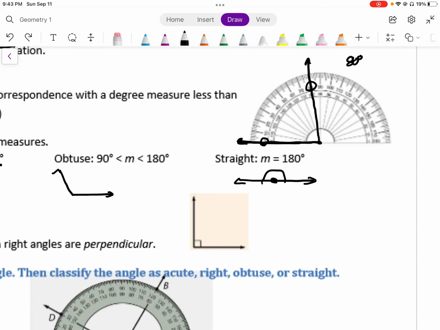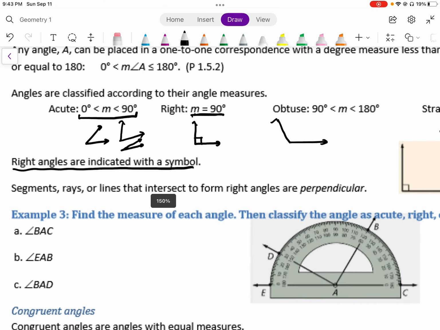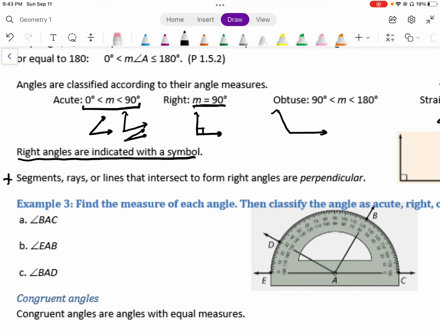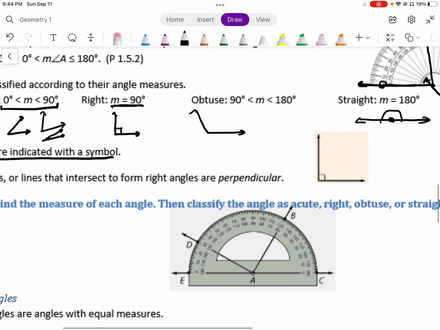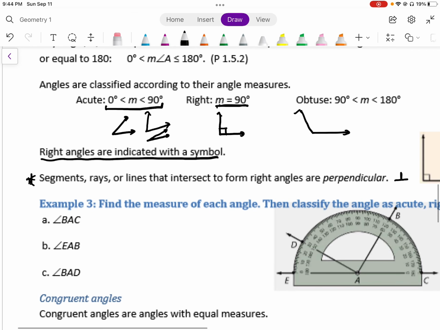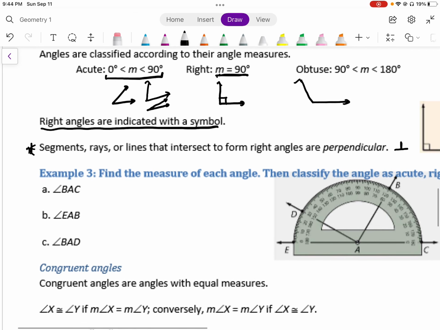Keep messing up there. This is an acute angle, so it's got to be less than 90 degrees. All right, segments. We're right here now. Segments, rays, or lines that intersect to form right angles are called perpendicular. Our symbol for perpendicular is this symbol that looks like an upside down capital T. So that's when it's 90 degrees. Two lines, rays, or segments intersect at right angles.